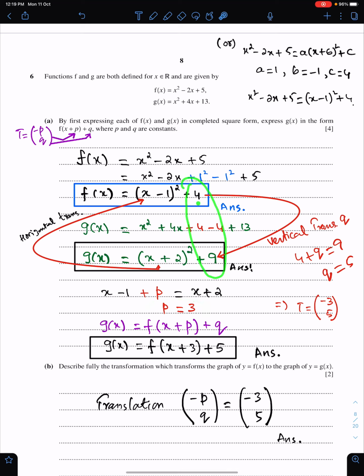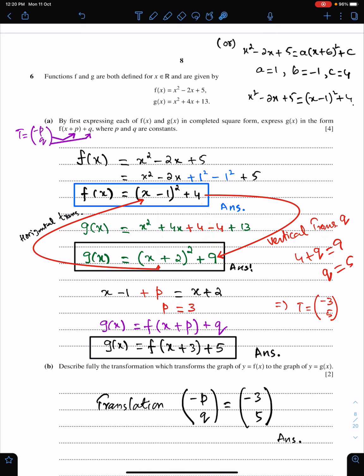Now compare these two. You have to add q here to get this number 9. So 4 plus q is equal to 9. So q is 5. This is the way to get the values of p and q. See, by comparing horizontal components first and then vertical components, you can easily get the values of q and p.